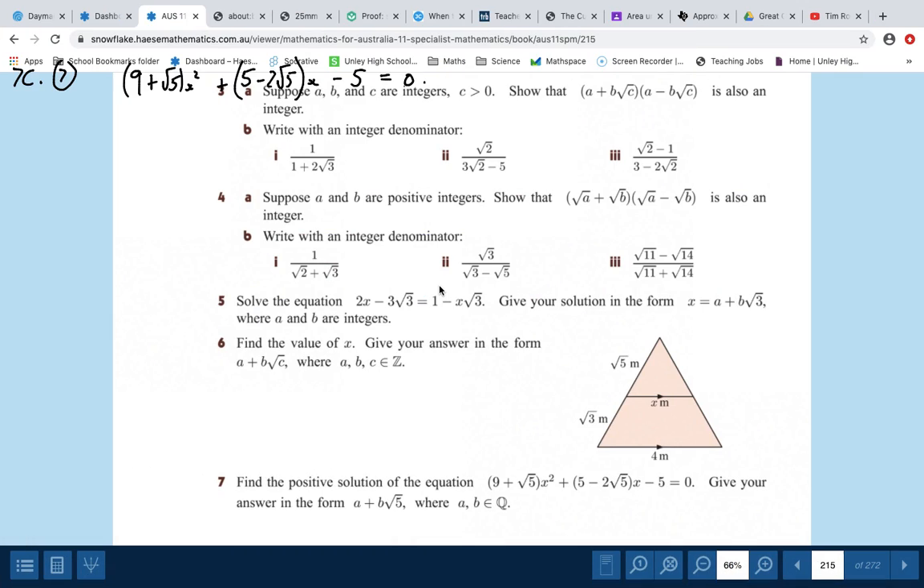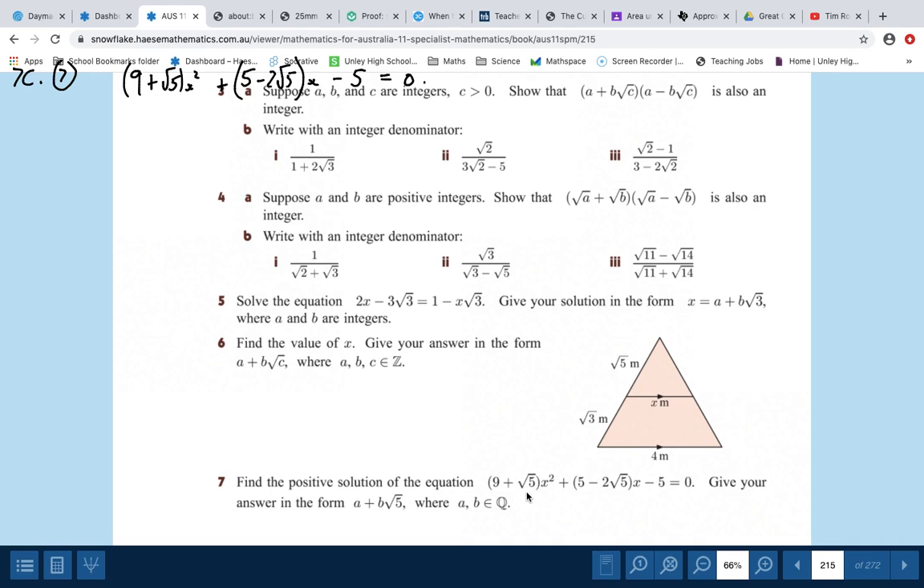Okay, we're doing 7C, question 7. Find the positive solution of the equation (9 + √5)x² + (5 − 2√5)x − 5 = 0. Give your answer in the form a + b√5, where a and b belong to the set of rational numbers. All right, well, the technique will be to use the quadratic formula.